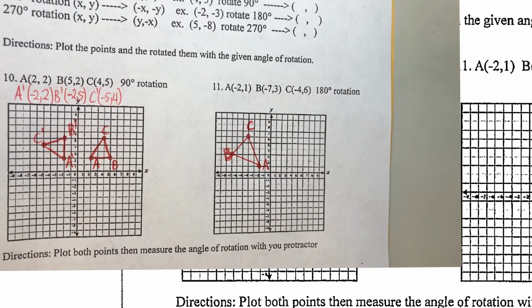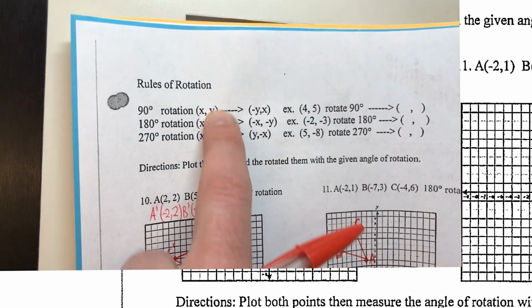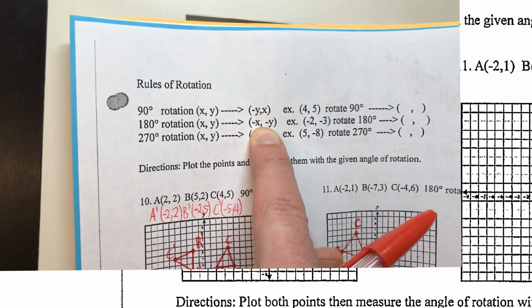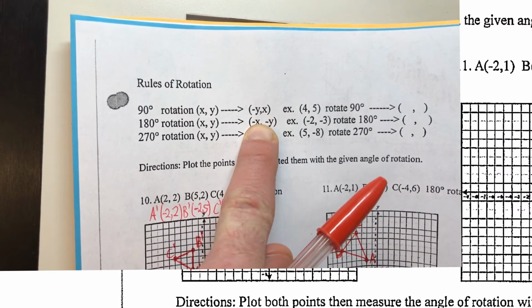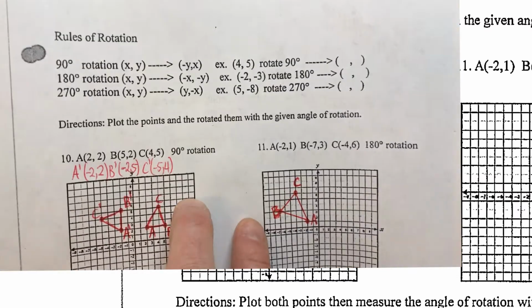Okay, now we're going to do a 180-degree rotation on this one. So what's the rule on a 180-degree rotation? You just change the signs. If it's positive, it becomes negative. If it's negative, it becomes positive. That's it. You don't switch them. You just change the signs.